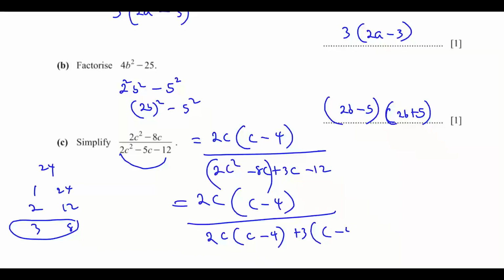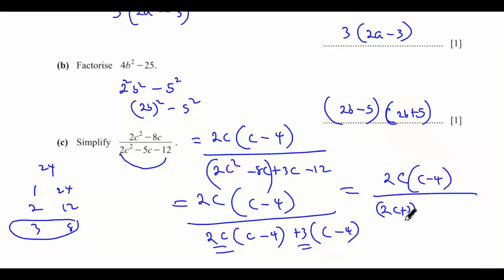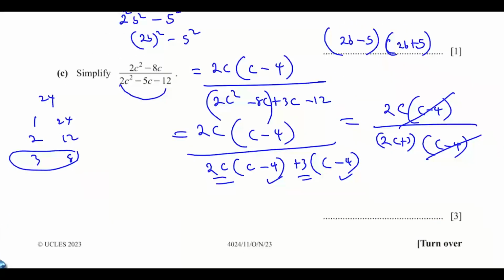c minus 4, which is the same as 2c into c minus 4 over, now 2c plus 3. That is when you combine this and this, then you pick 1 here, it should be 6 minus 4, because this and this are the same. So from here now, c minus 4 can cancel out c minus 4, and our final answer will be 2c over 2c plus 3. So that is the final answer there.